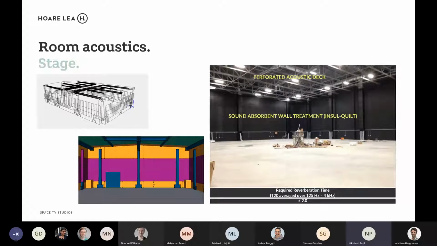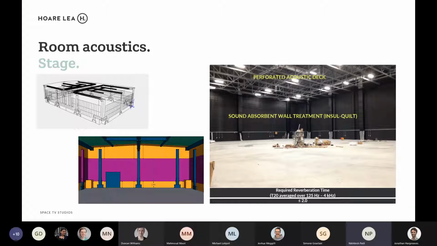Okay, once the internal sound insulation and noise break-in and breakout are satisfied, we also need to look at the room acoustic side of things, which would be controlling the reverberation in such a big space and the absorption to meet the room acoustic requirements. Typically, these would be specified in terms of reverberation time. So in this case, there was a requirement for reverberation time to be less than 2 seconds when averaged in the frequency range between 125 Hz and 4 kHz.